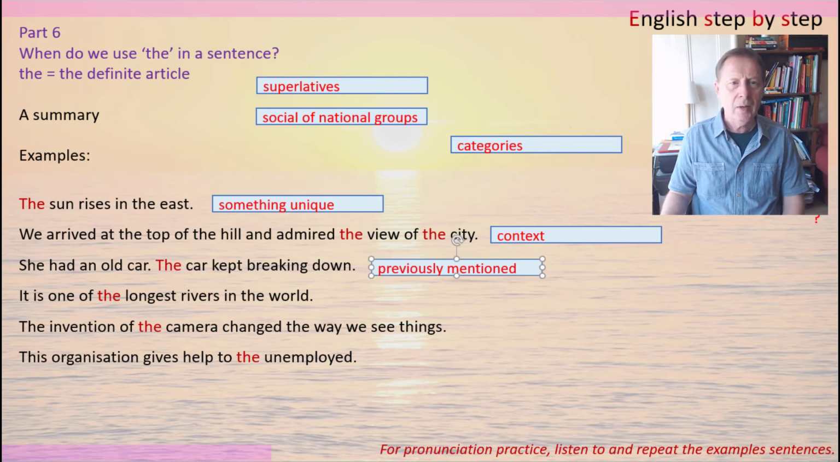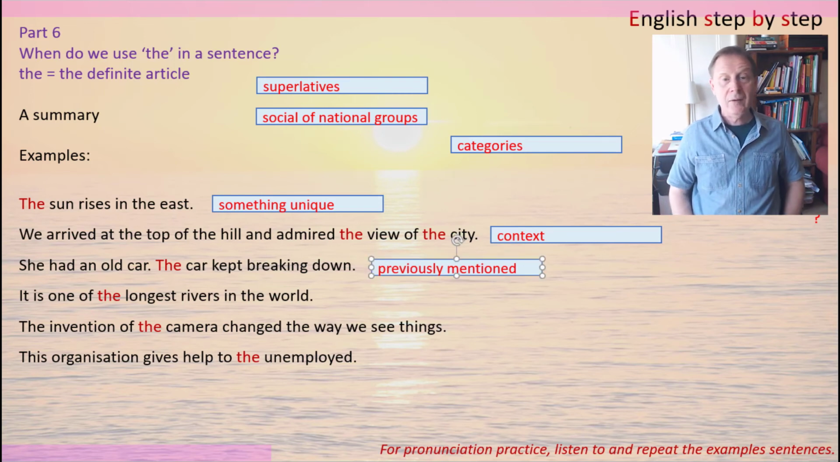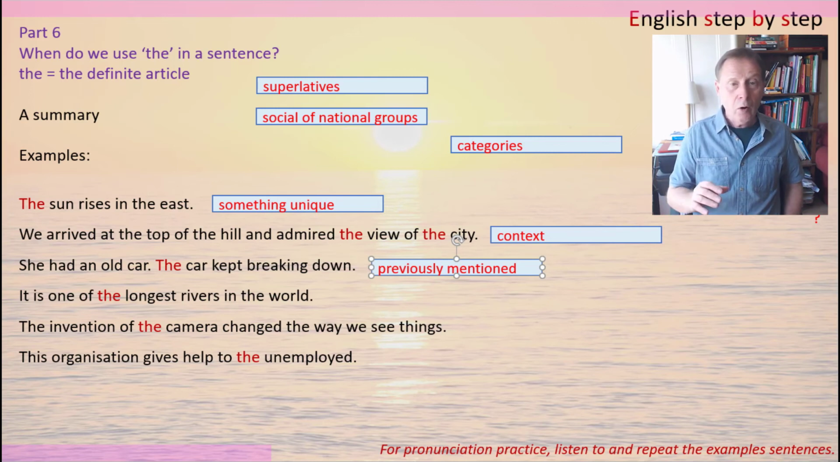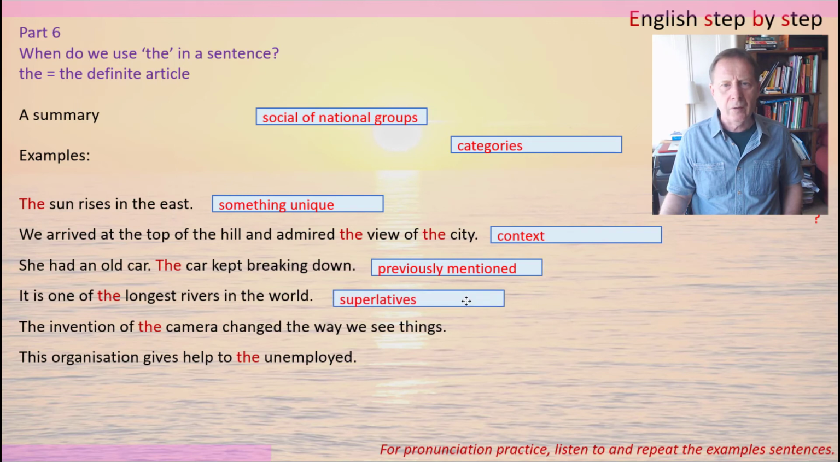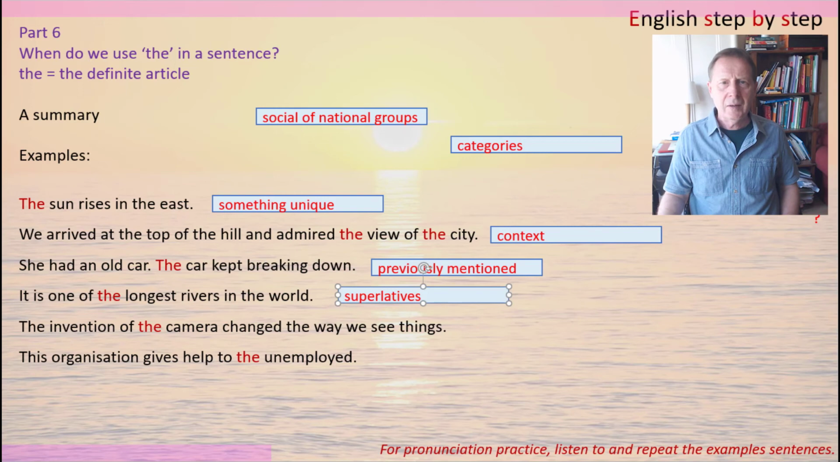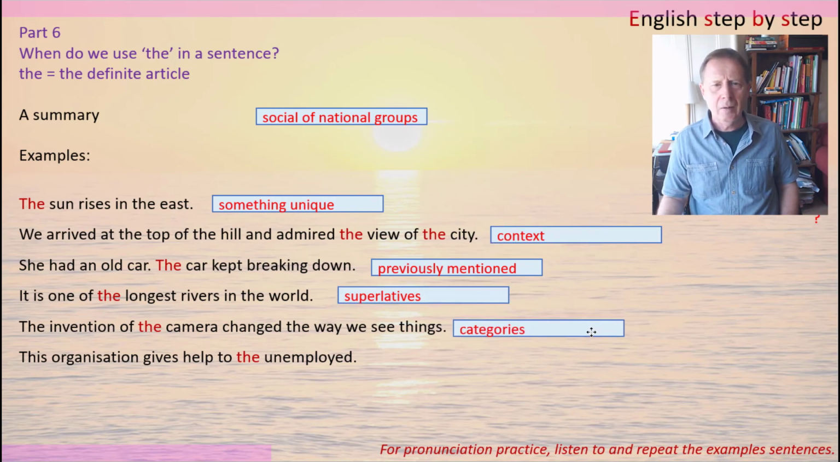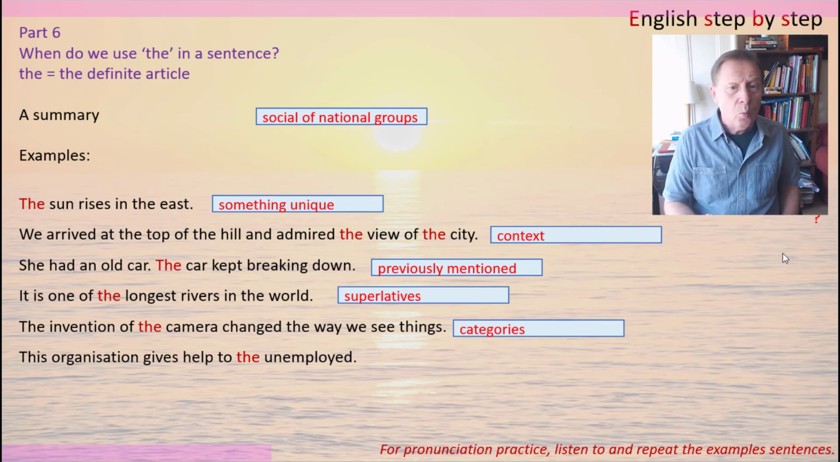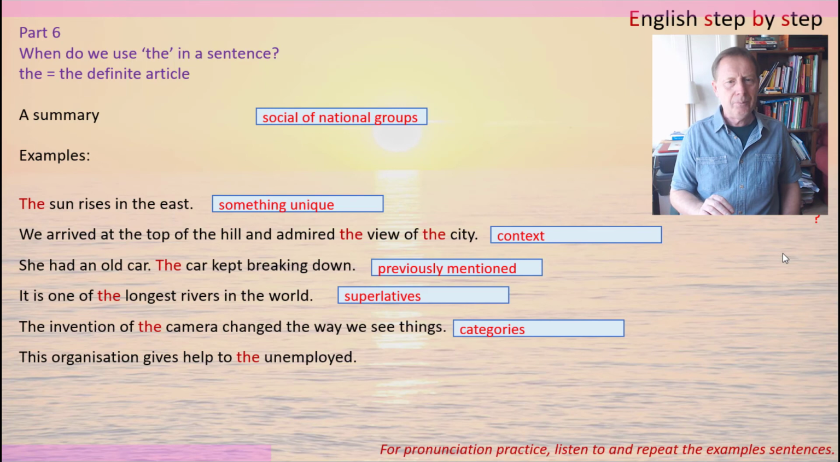Next example. It is one of the longest rivers in the world. Well, here we have longest, and that's superlative, so we must use the. We always use the in superlatives. Next example. The invention of the camera changed the way we see things. Well, in this case, we're talking about a category of thing. We're not talking about one particular camera. We're talking about a category.